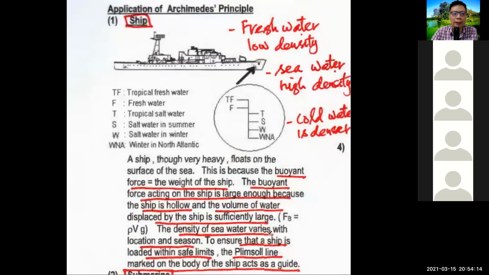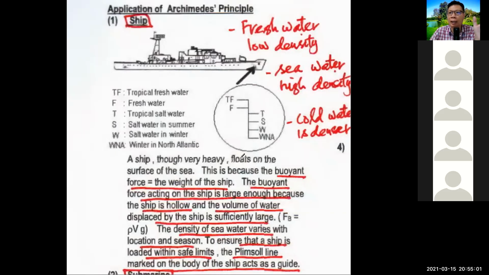So to ensure the ship is loaded within the safe limit for safety purposes, this line is called the plimsoll line. Please highlight the term plimsoll line. Plimsoll, P-L-I-M-S-O-L-L, plimsoll line. It is marked on the body of the ship and acts as a guide, okay? So the pilot of the ship must know this area, the ship will sink; this area, the ship will float higher. So they need to unload some of the things.